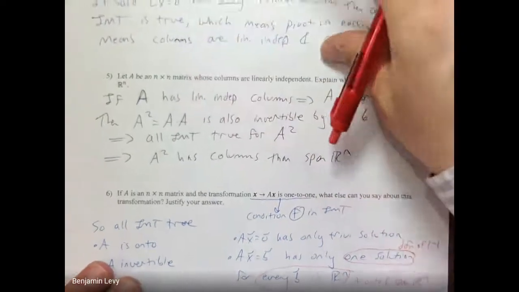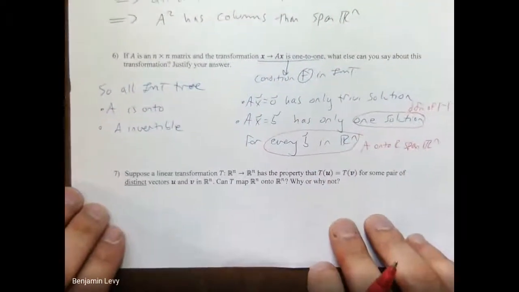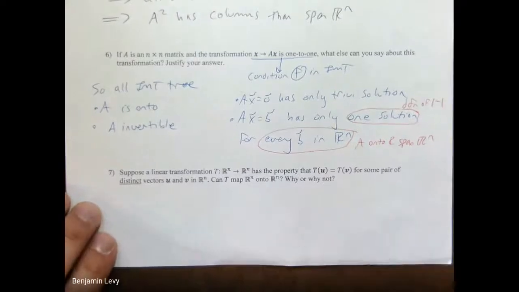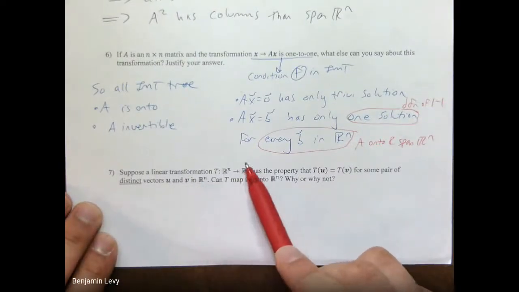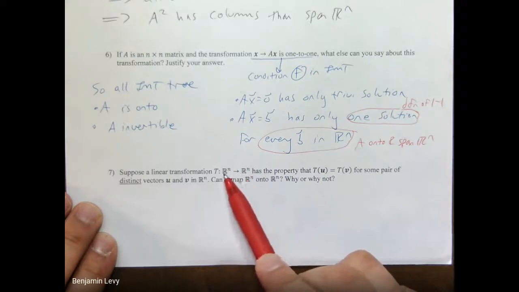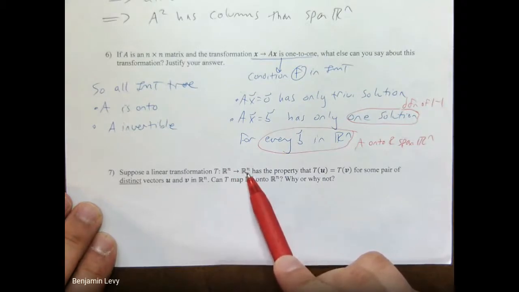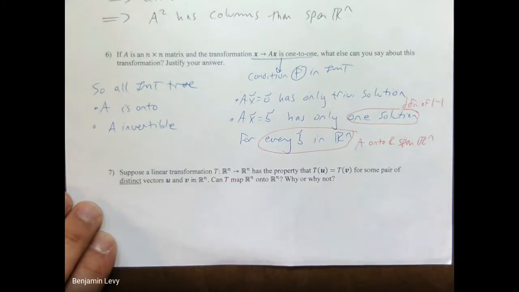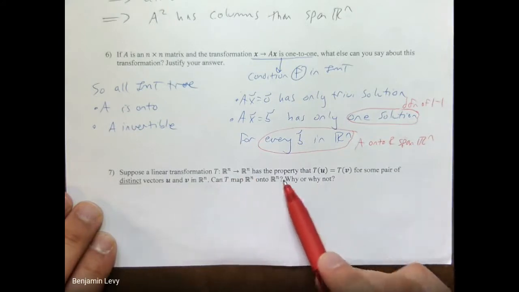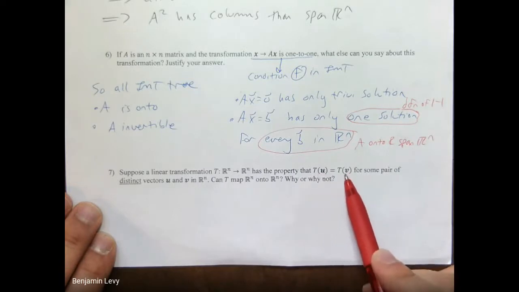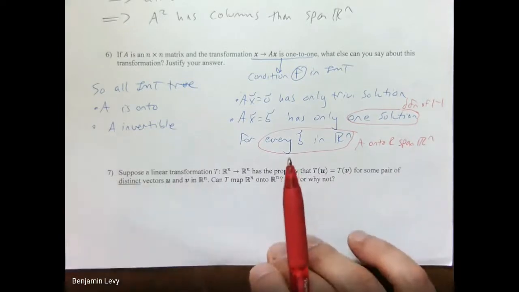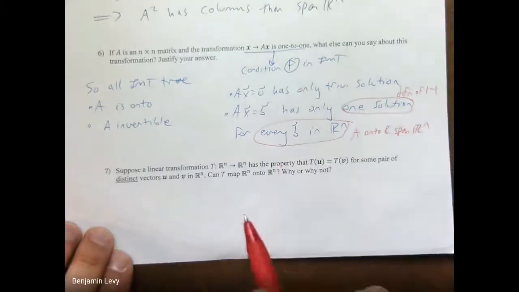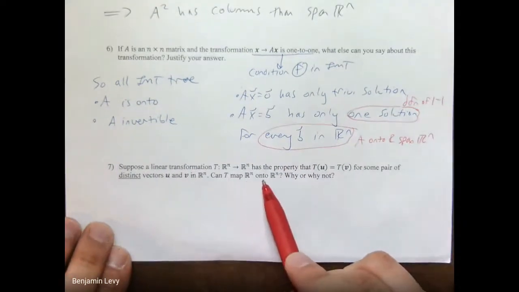Okay, the last question here tells us we have got a linear transformation that sends vectors from Rn to Rn. As a quick reminder, it needs to be the same Rn in both those because we need a square matrix to use the IMT, right? So Rn to Rn means we have a square matrix. Okay, so let's say that the transformation has the property that T of u equals T of v for some pair of distinct vectors. In other words, different vectors. Can T map Rn onto Rn?